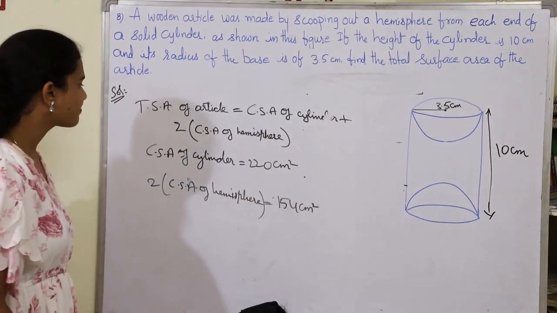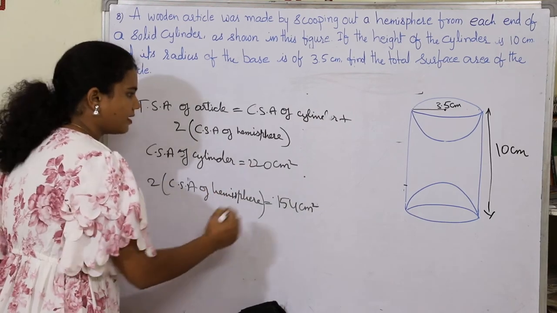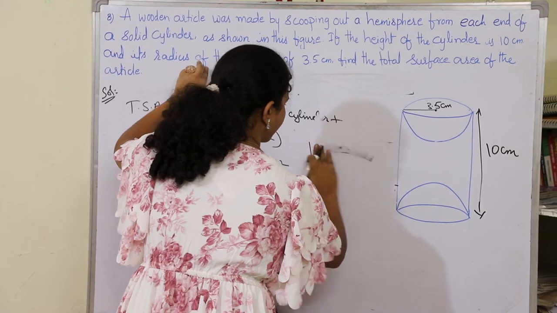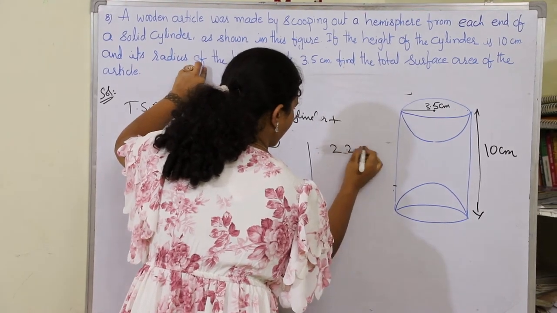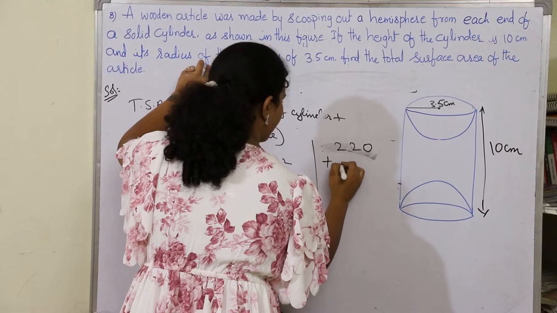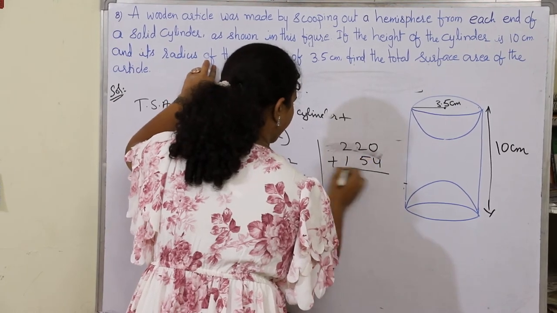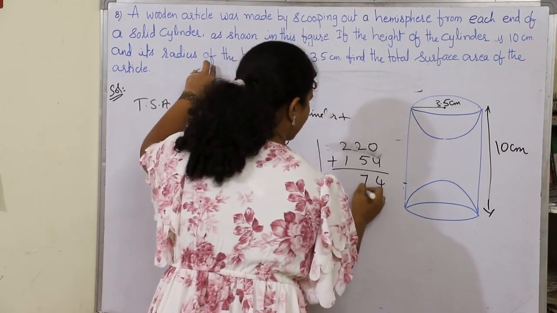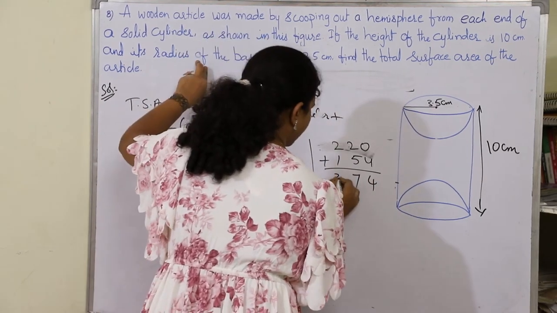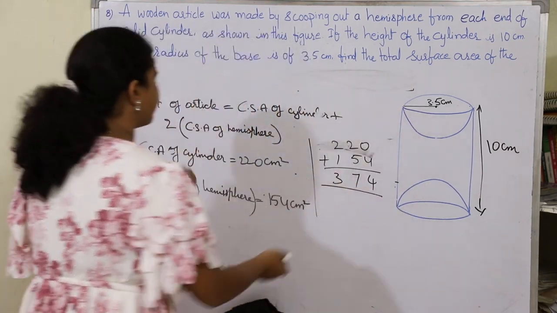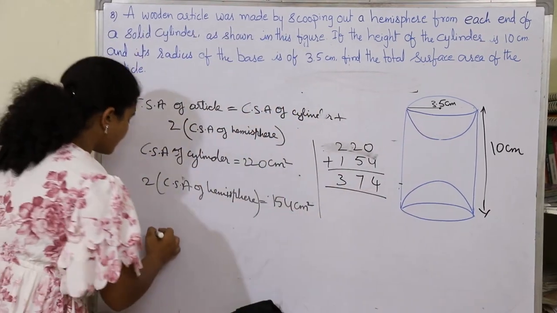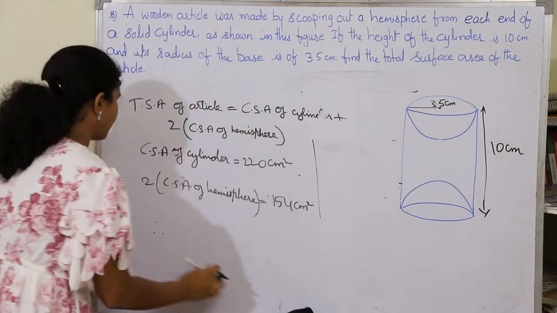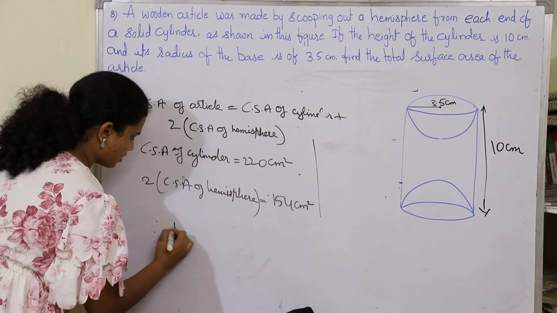So now add these both values. Let me add over here, where 220 plus 154. So this gives what? 4, 5 plus 2, 7, 2 plus 1. So this gives what? 374 centimeter square.